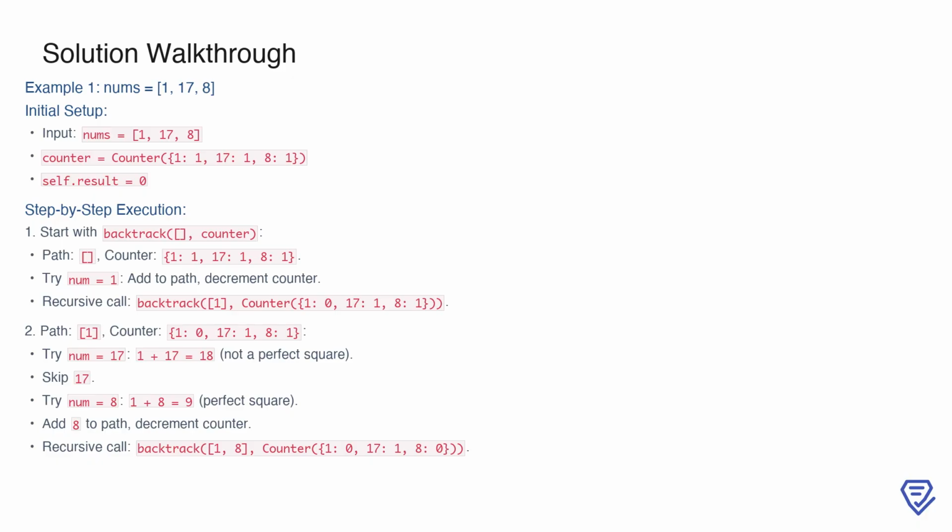Here, we start with the first example where the input array is nums = [1, 17, 8]. Initially, we set up a counter to track the frequency of each number, resulting in counter {1: 1, 17: 1, 8: 1}. We also initialize self.result to 0, which will keep track of the number of valid Squareful arrays. The backtracking process begins with an empty path and the counter. First, we try adding the number 1 to the path, decrementing its count in the counter. This leads to a recursive call with the updated path [1] and counter.